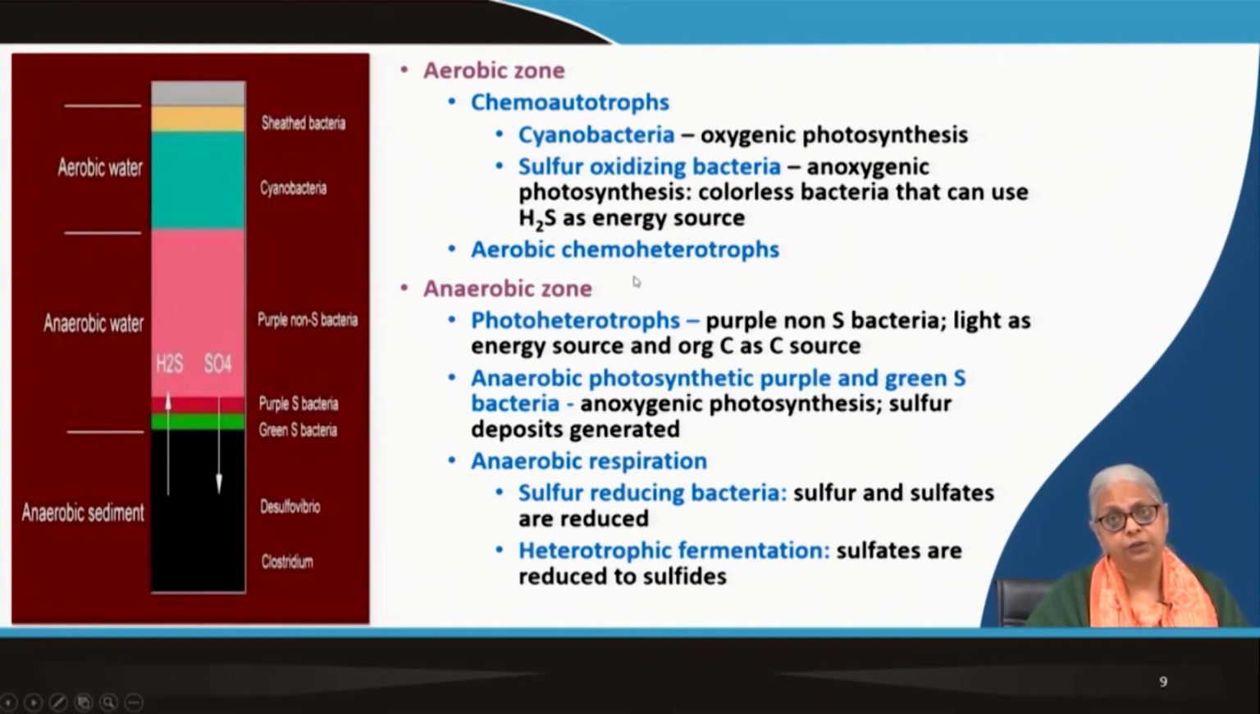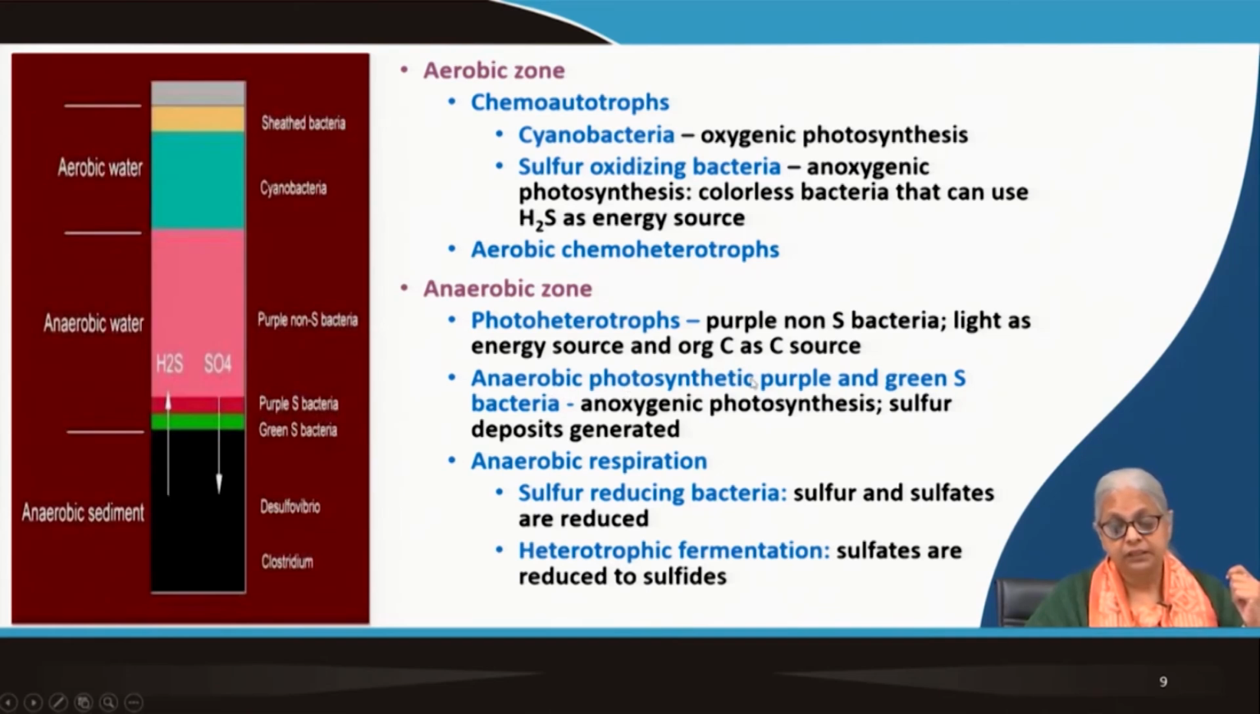Then we have aerobic chemoheterotrophic bacteria. These are capable of utilizing organic carbon, and they exist just like all the other bacteria in your activated sludge process. They are all aerobic chemoheterotrophs, right? Then we have the lower layers of this column, where oxygen is either completely gone or at very low levels, and you can have several other species. In the anaerobic zone, we have photoheterotrophs. Purple non-sulfur bacteria can exist. Light is the energy source and organic carbon is the carbon source.